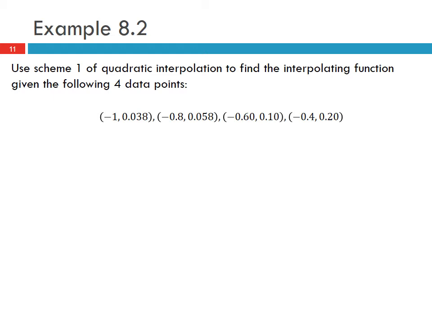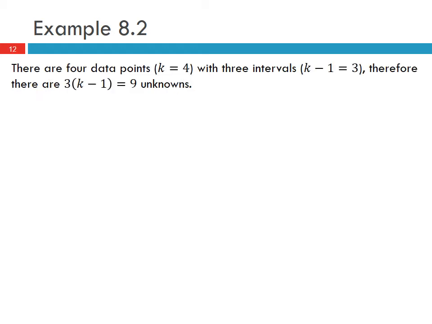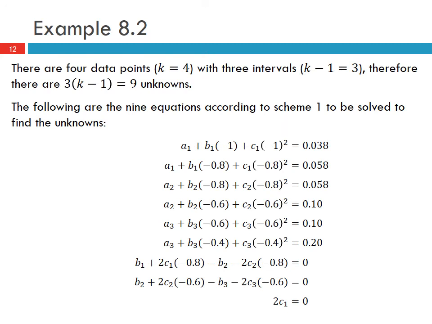So let's take a look at an example using this scheme of the quadratic interpolation to find an interpolating function between these 4 data points. So there are 4 data points, which means k is equal to 4, and we have 3 intervals, so k minus 1 is equal to 3. So that means there are 3 times k minus 1, which is equal to 9 unknowns. So these are the 9 equations that we get according to scheme 1 that can be solved for our 9 unknowns.